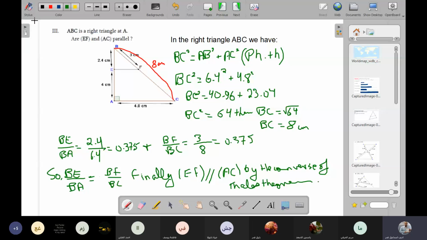Okay? So, if these two ratios are not equal, then EF and AC are not parallel. But if the ratios are equal in value, like in this example, then EF and AC are parallel by the converse of Thales theorem. We have learned here two situations. If the ratios are not equal, then the lines are not parallel. If the ratios are equal, then the lines are parallel. Then the lines EF and AC are parallel.